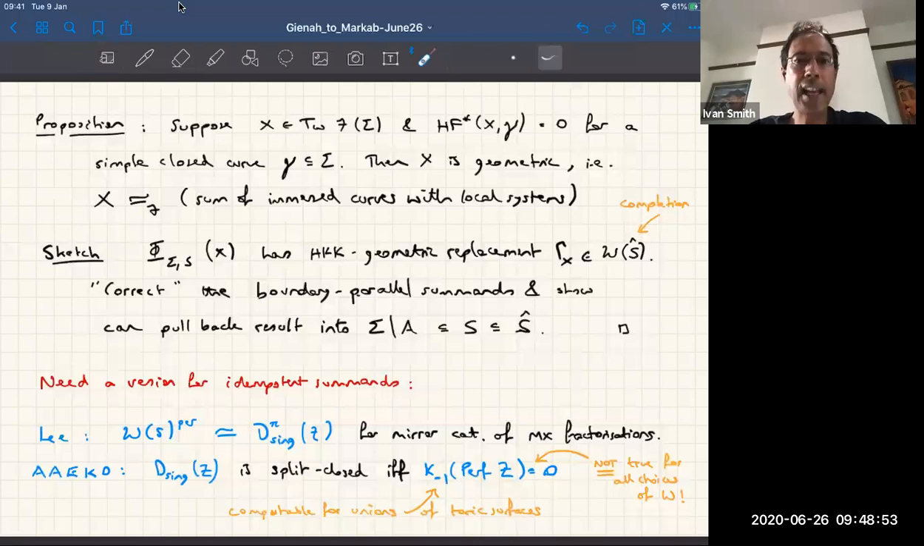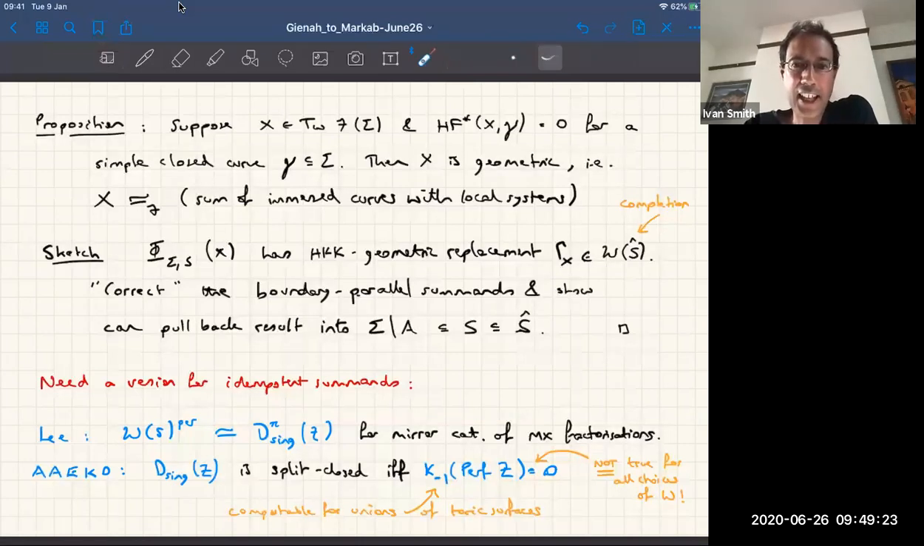But up to some delicacy with boundary parallel summands, what you show is that this sum of immersed curves with local systems can really be pulled back into sigma minus A. So it lives inside, in particular, your original surface sigma. So this is at the level of twisted complexes. We want a version that also lets you take an idempotent summand of a twisted complex.